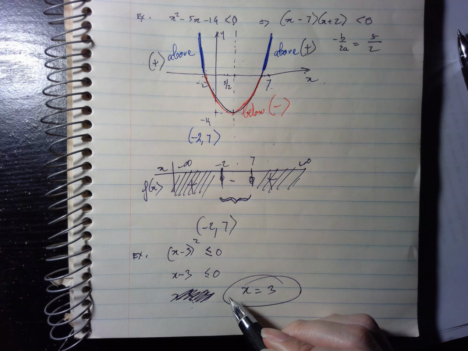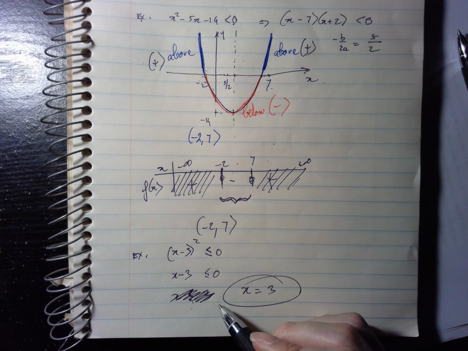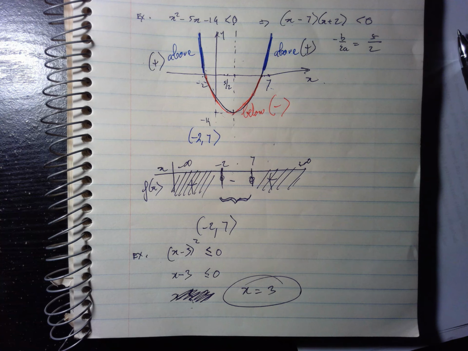So you see that sometimes the solution of an inequality is just one value. It happens. It's not always interval notation. This is a very special case. Most of them must be in interval notation.